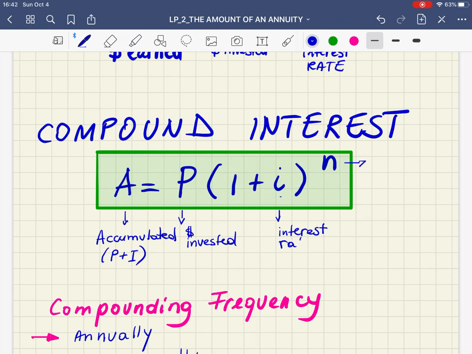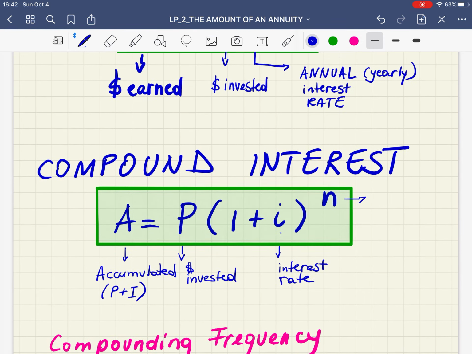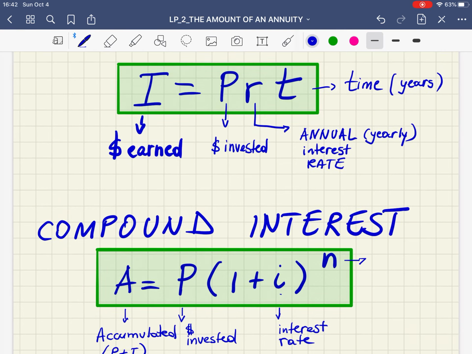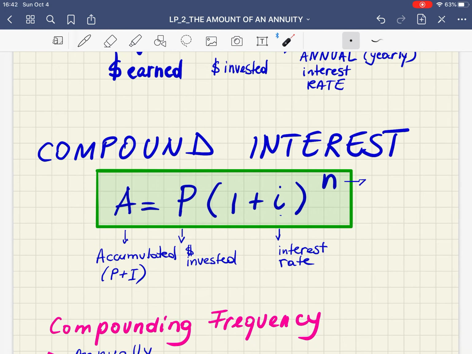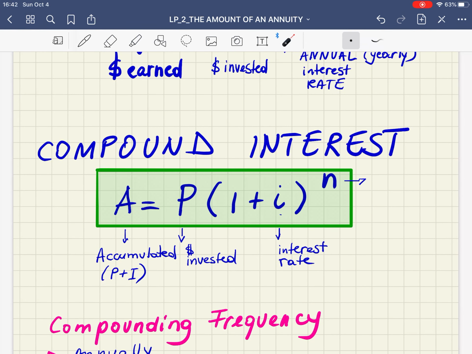Now, unlike in the simple interest formula, the interest rate in a compound interest is indicated by the letter i. In simple interest, r. R will always represent the annual interest rate, whereas i represents the interest rate per one compounding period. And I will explain this a little bit in a second.